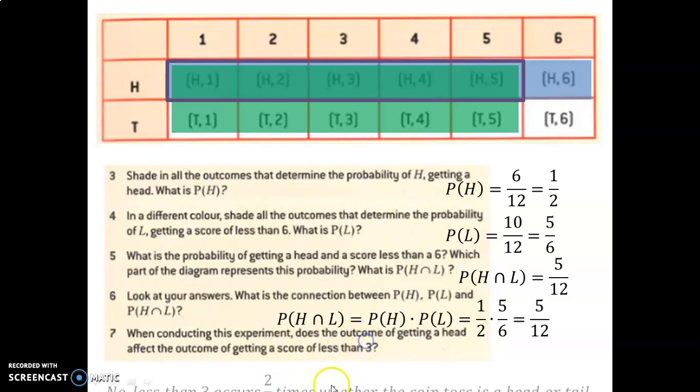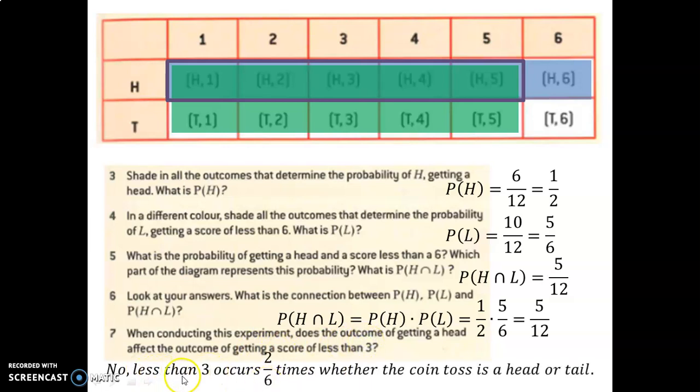So in question 7, we can say no. Less than 3 occurs 2/6 of the time. So here's 2/6 of the time if you roll a head, or 2/6 of the time if you get a tail. So that 2/6 occurrence is not affected at all by your coin toss. So these kinds of events, where one event can happen and it has no influence on the probabilities of the other event, are called independent events. And that's exactly what this formula is all about here.